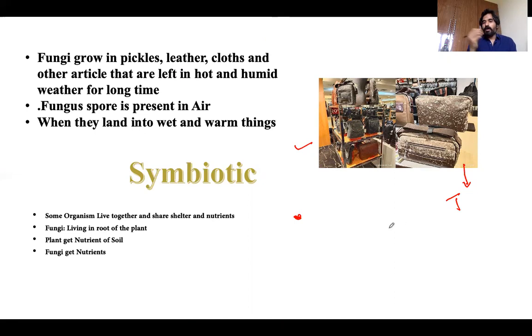So this is how fungus work. This is a saprotrophic mode of nutrition. So fungus do saprotrophic mode of nutrition, and that includes mushroom. So now I have talked about parasite.